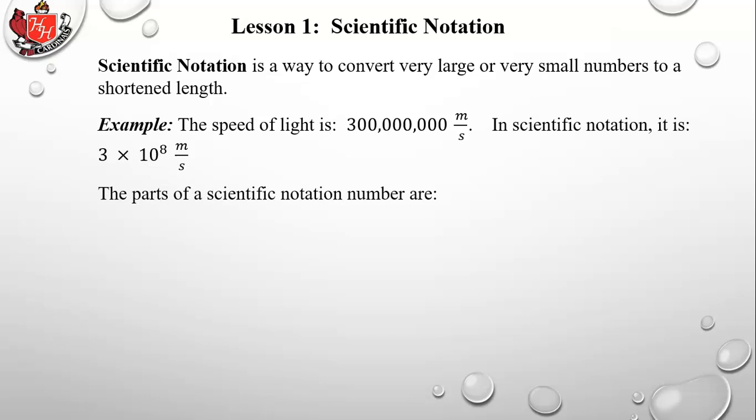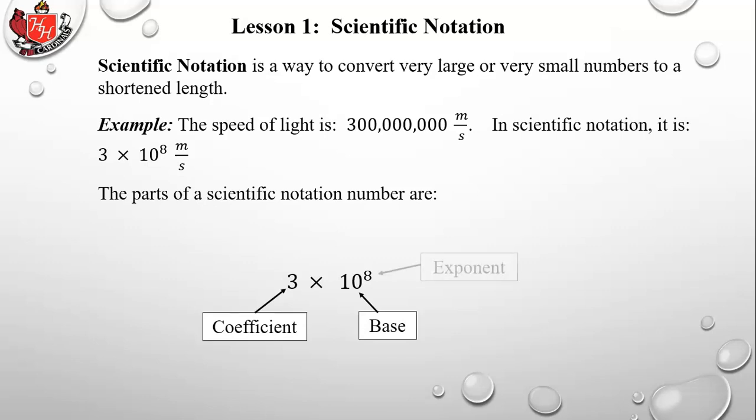So the parts of a scientific notation number are the 3 out in front. The number out in front is called the coefficient. The 10 is called the base, and the base in scientific notation is always a 10. And then the exponent, which you're familiar with, is the power that it's raised to.